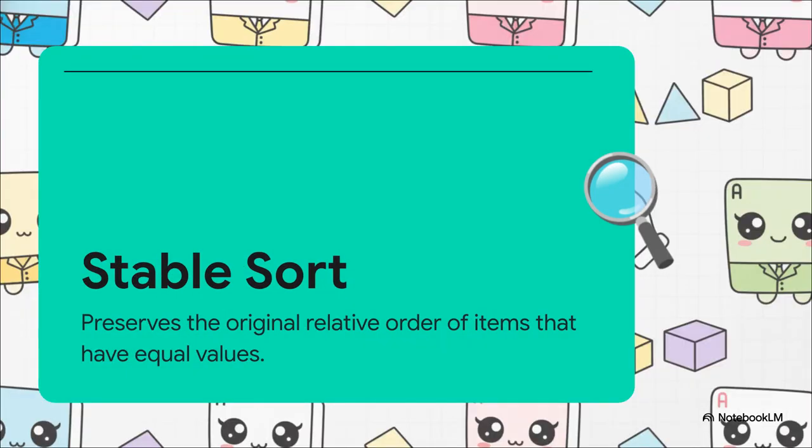Second, it's a stable sort. Now, this is a bit more subtle, but it's really important. Let's say you have two number 5s in your list, but one is colored red and one is blue, and the red one comes first. A stable sort guarantees that after sorting, that red 5 will still be before the blue 5. Their original order is preserved. And insertion sort is stable because it never shifts an item past another item that has the exact same value.